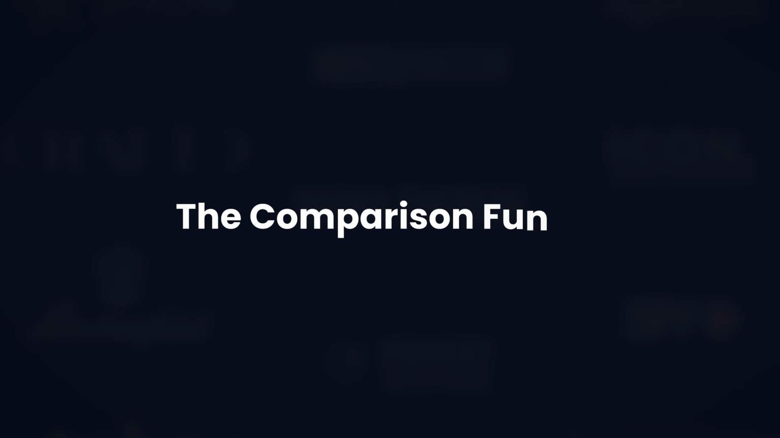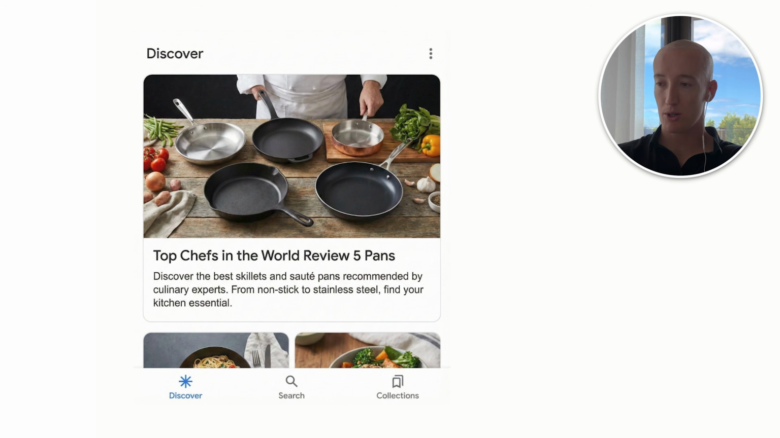Let's move on to the comparison angle. So let's have a look at this headline: top chefs in the world review 5 pans. This is a strong comparison headline because it has authority, it's very specific, and it just creates curiosity. It also references chefs. It can be Iron Chefs or Michelin star chefs, or it could be celebrity chefs that they know. But also the headline says how many products were reviewed, and it makes the viewer want to know which ones made the list.